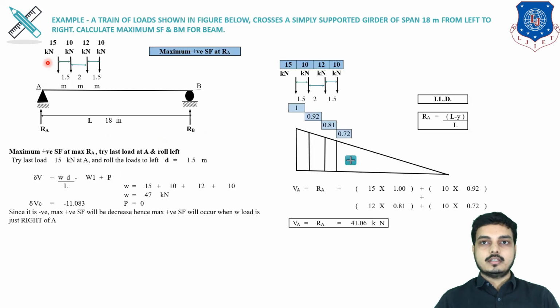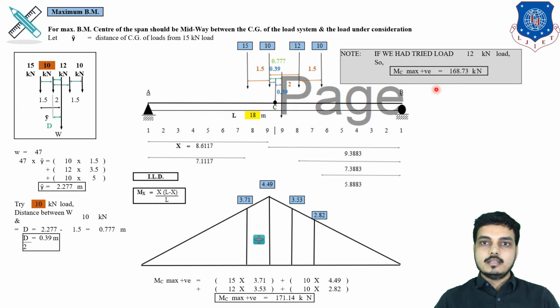Let's have a quick revision: we first did RA, then RB, and then found out the moment values.